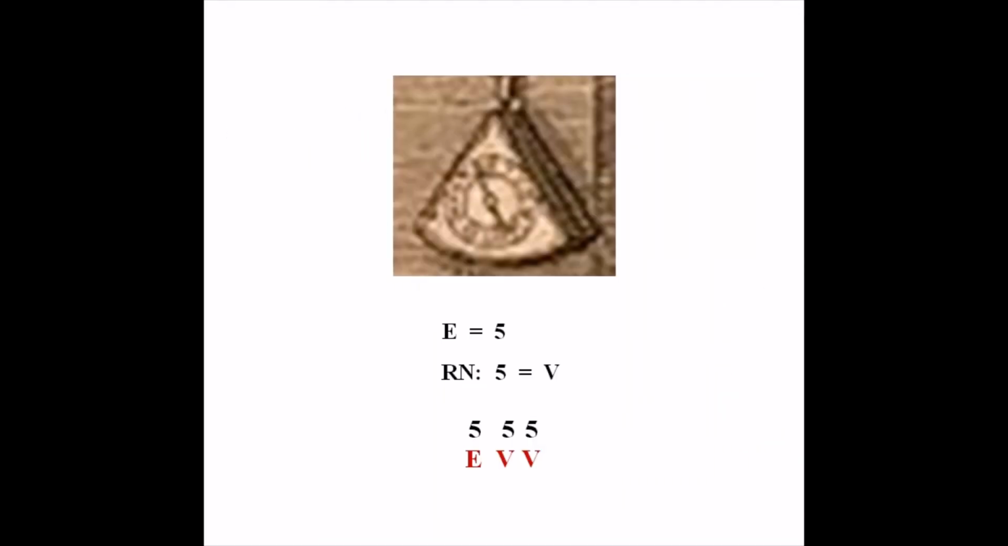At first I thought since the gematria value of 5 is equal to the letter E and the Roman numeral for 5 is V, maybe 555 stood for EVV, initials for Edward de Vere, which seems to go with the word Oxford in the background. But then I remembered something from my first video.